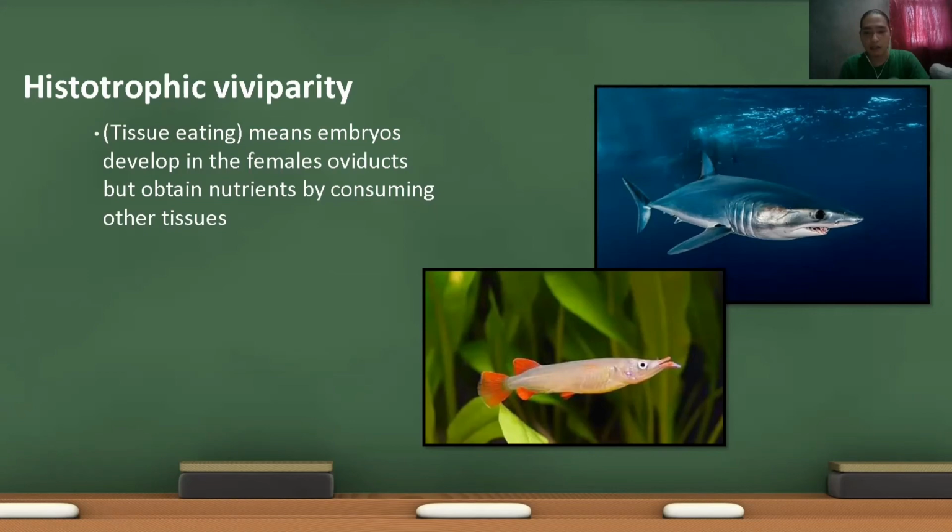The example species for histotrophic viviparity are sharks, such as the shortfin mako and the porbeagle, but there are a few among the bony fish as well.